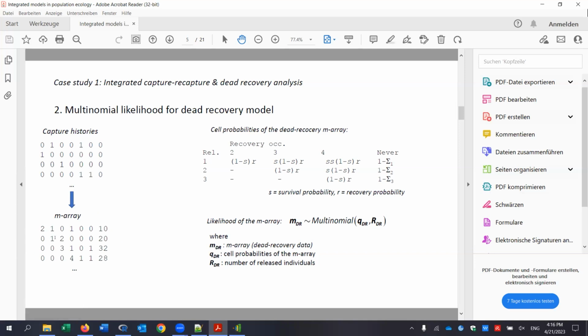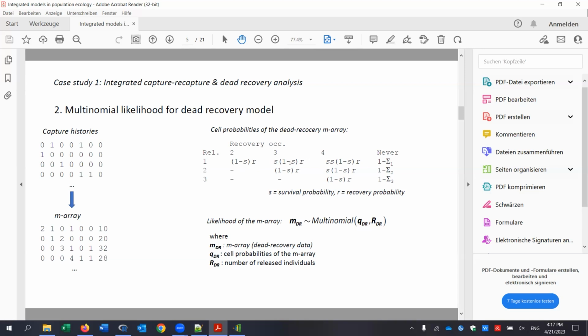So here the meaning is slightly different. This 2 means that they are individuals that were released at the first occasion, and at the second occasion they were found dead. And similar principle, we have the multinomial likelihood, we have the cell probabilities, and the cell probabilities are now differently structured. The probability that an individual that was released at the first occasion was found dead at the second occasion is 1 minus S. S is now the survival probability, so the bird has died, and then it was recovered dead. So R is this probability to find the dead bird.